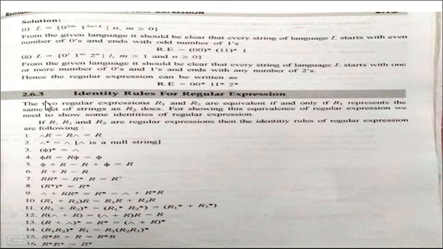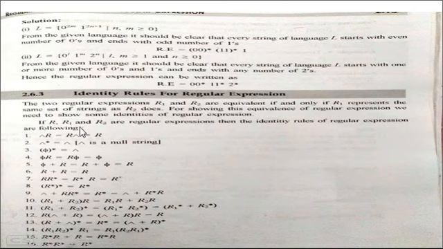Identify rules for regular expression. Here are some rules for regular expression. The two regular expressions R1 and R2 are equivalent if... here we are talking about regular expressions. There are 16 rules by which we can apply the regular expression. The two regular expressions R1 and R2 are equivalent if and only if R1 represents the same set of strings as R2. For showing this equivalence of regular expressions, we need to show some identities of regular expressions.